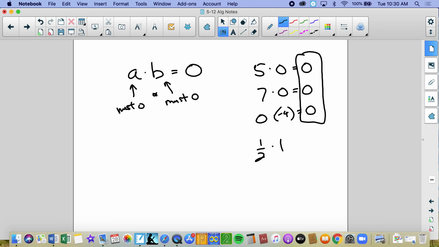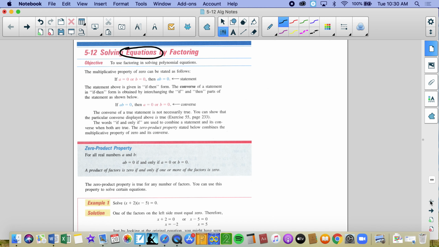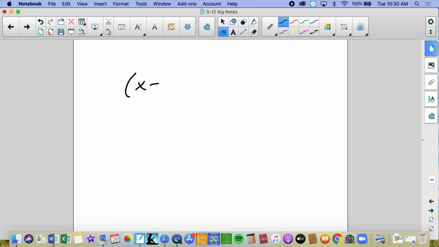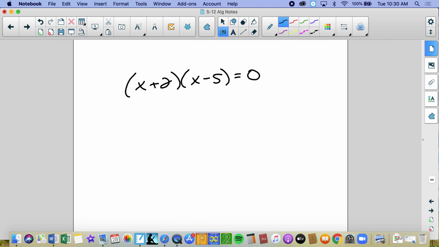If you have 1/2 times 1, that doesn't equal 0. That equals 1/2. If you have negative 5 times positive 5, that equals negative 25. Doesn't equal 0. Inverses, reciprocals, and opposites don't create 0. The only way that you can get 0 through a product is that one of those two numbers must equal 0. So we're going to use that. In this first example, you have: solve x plus 2 times the quantity x minus 5 equals 0. So we have two products.